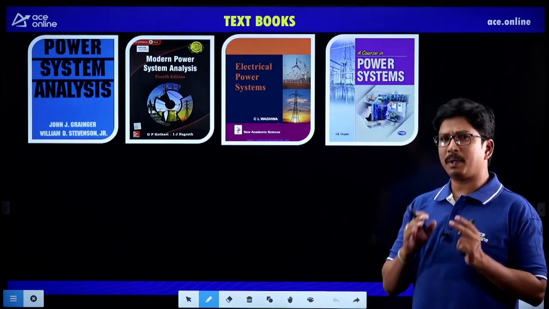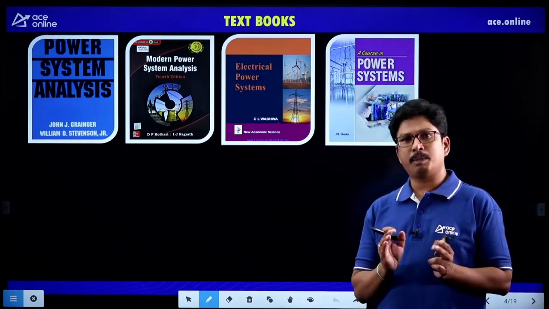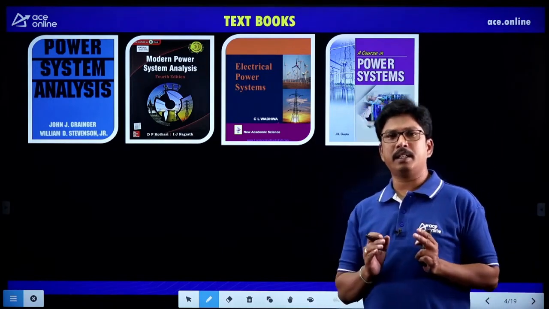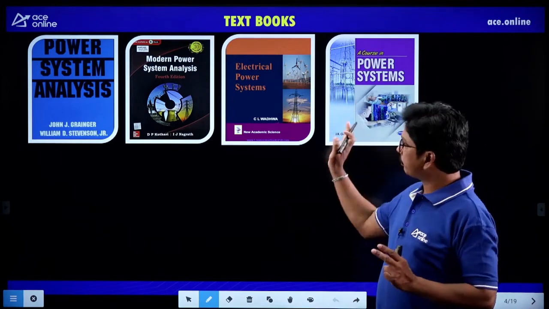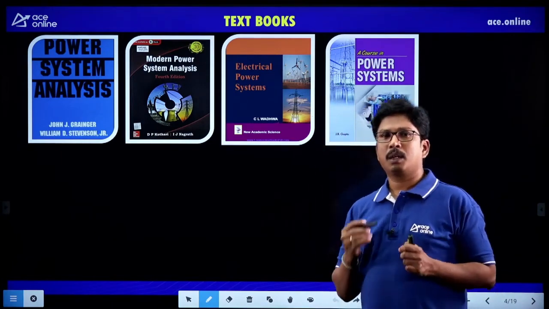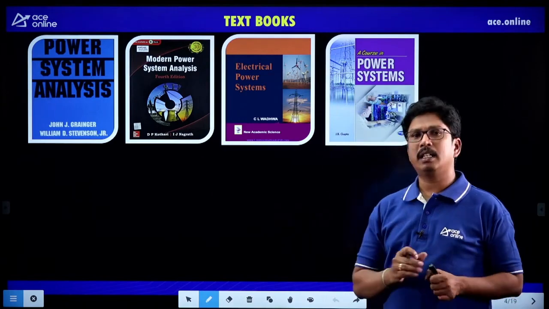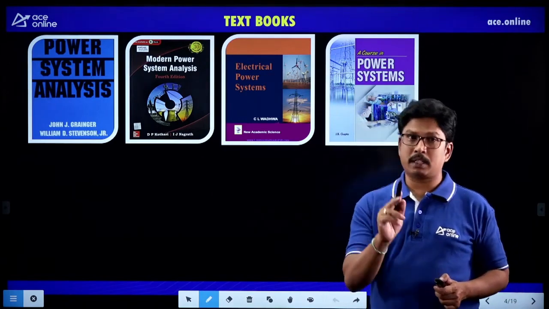Clear, right? So every time in every YouTube session I am saying this one. So it may be RRB JE or SSC JE. So as a basic thing, we need to practice. That is the first thing we have to do. We need to practice the questions whatever they have given in CL Wadhwa and JB Gupta, particularly for power systems.